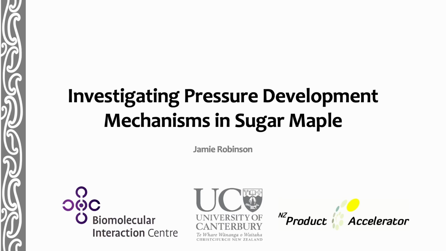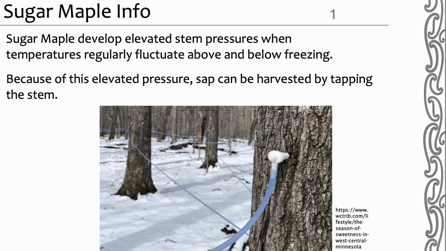Today I'll be talking about work that I and my research group did investigating pressure development mechanisms in sugar maple. So, as a bit of background, sugar maples will develop elevated stem pressures when ambient temperatures regularly fluctuate above and below 0 degrees C. That is, the tree regularly freezes and then thaws over.